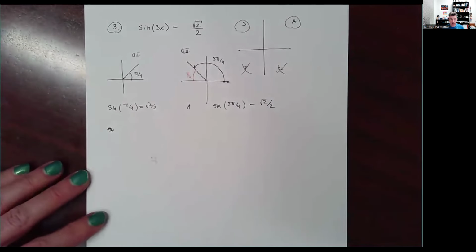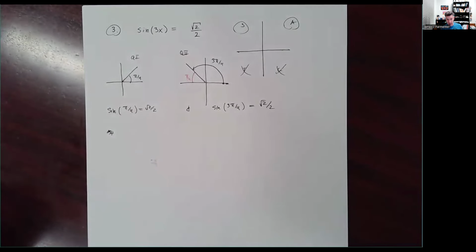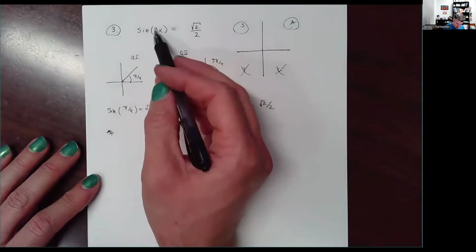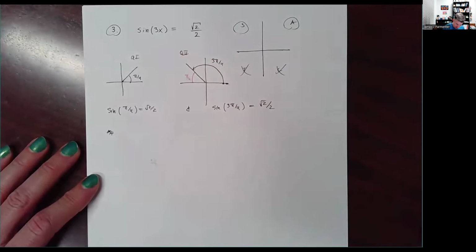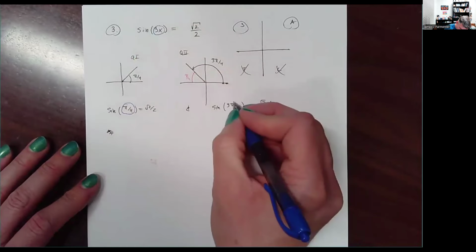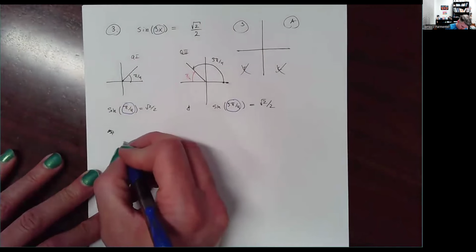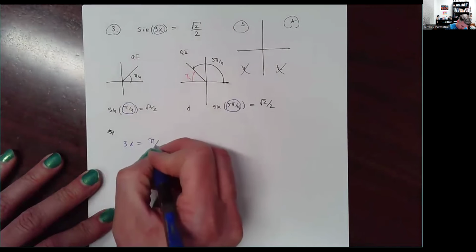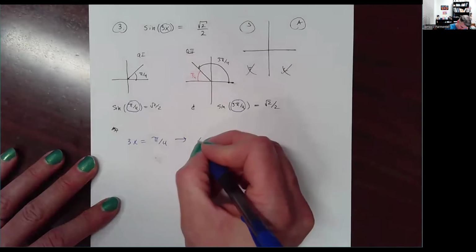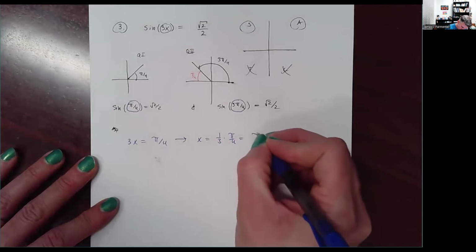Here's the deal: we're going to have 3 times as many answers. We're going to have 6 answers. There's a couple ways to see this. You can just say, I want 3x to equal pi over 4. This has to equal the angle that we're taking sine of to get the value that's intended. So we need 3x to equal pi over 4. If we divide both sides by 3 or multiply both sides by 1/3, x is going to equal 1/3 times pi over 4, which is pi over 12.